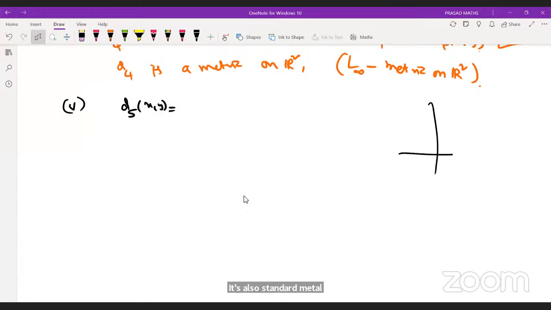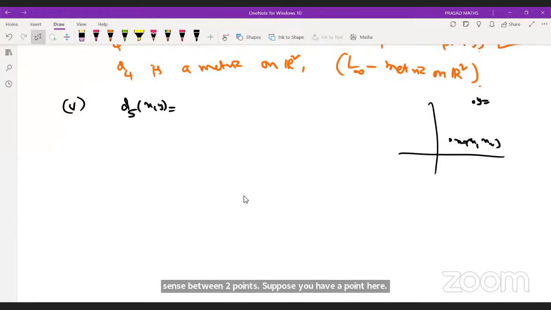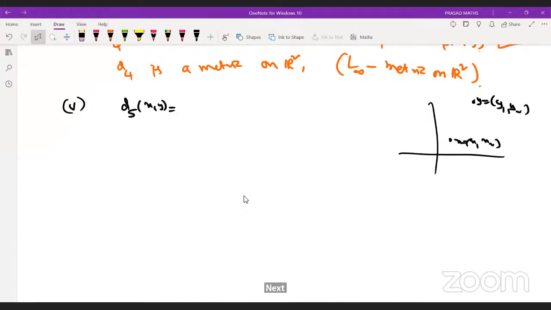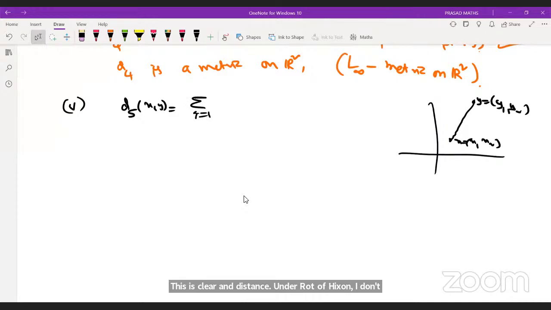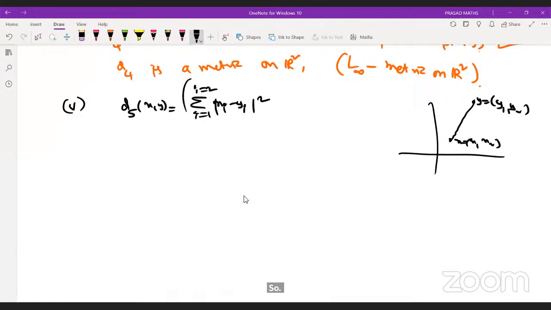Distance between 2 points. Suppose you have a point here, x1, x2. This is my point y1, y2. This is the Euclidean distance: square root of x1 minus y1 whole square plus x2 minus y2 whole square, that is, summation i equals 1 to 2 of modulus of xi minus yi whole square, whole power 1 by 2, for x equal to this, y equal to this. So this is also a metric.